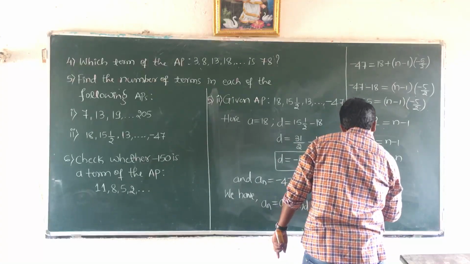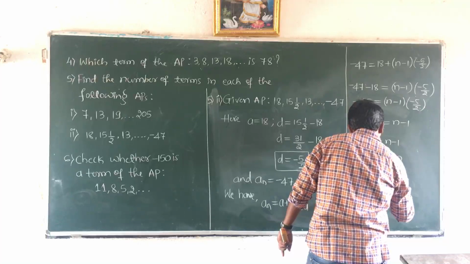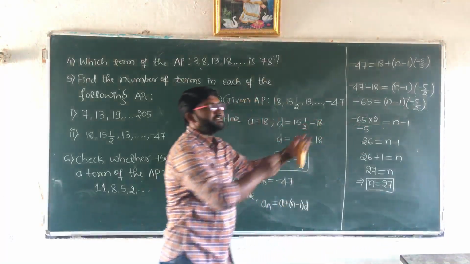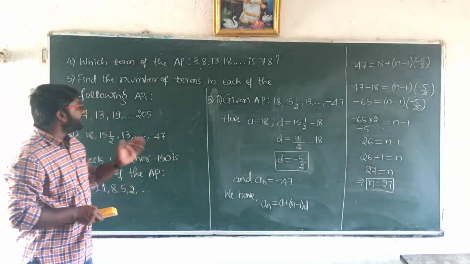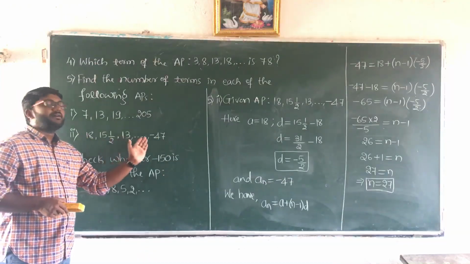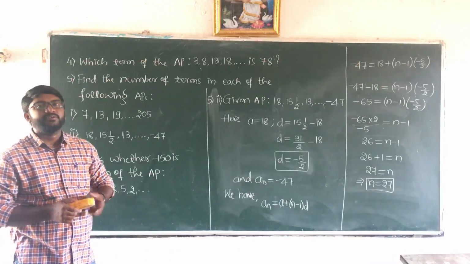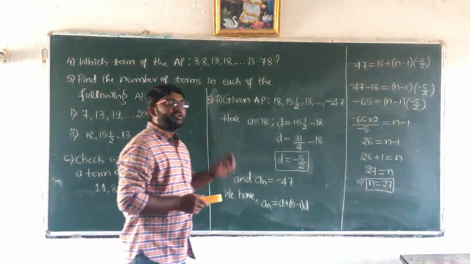This implies n is equal to 27. So here, this clearly shows that there are 27 terms in this particular AP. So this is how you need to solve it. Pause the video to note it down.